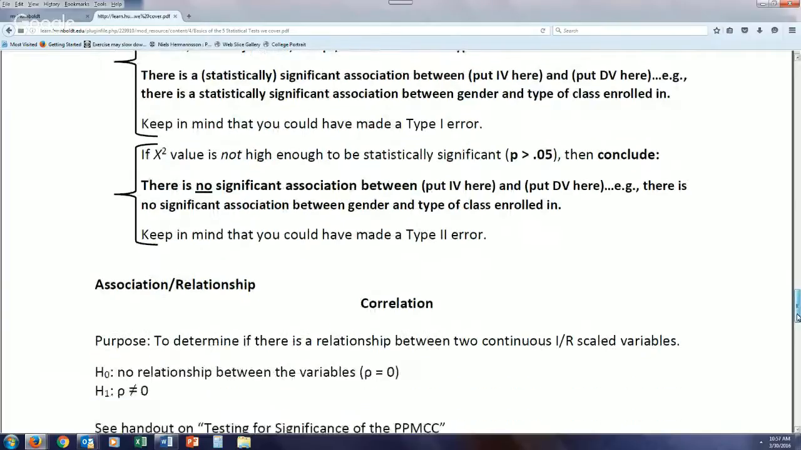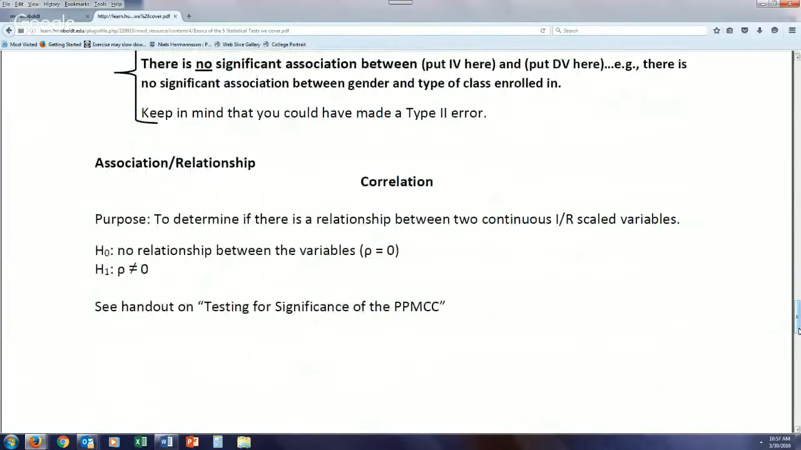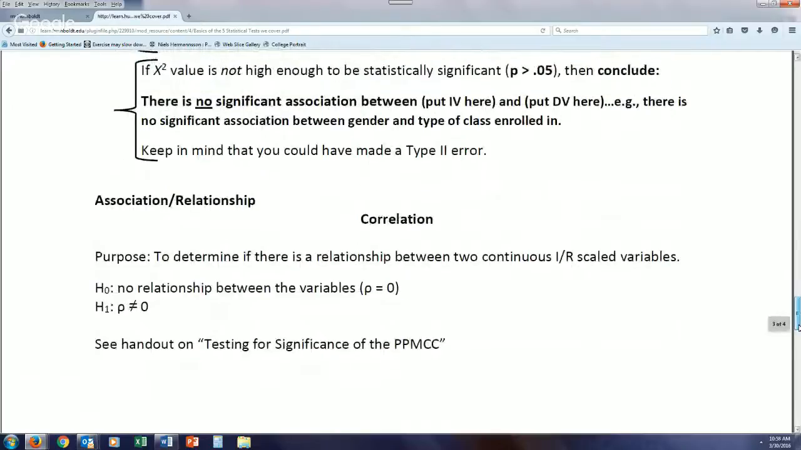So down here on the bottom, you're going to see the last kind of test that we might do in this particular class. Again, it's another example of looking at an association or relationship. The null hypothesis is that there is no relationship between the variables. The alternative hypothesis says that correlation, that rho value, is not zero. It's something else. So you need to turn to a final handout that I have. It's not covered very well in your book. Review the testing for significance of the Pearson product moment correlation coefficient. I think it's a good example of walking you through how those tests are done.